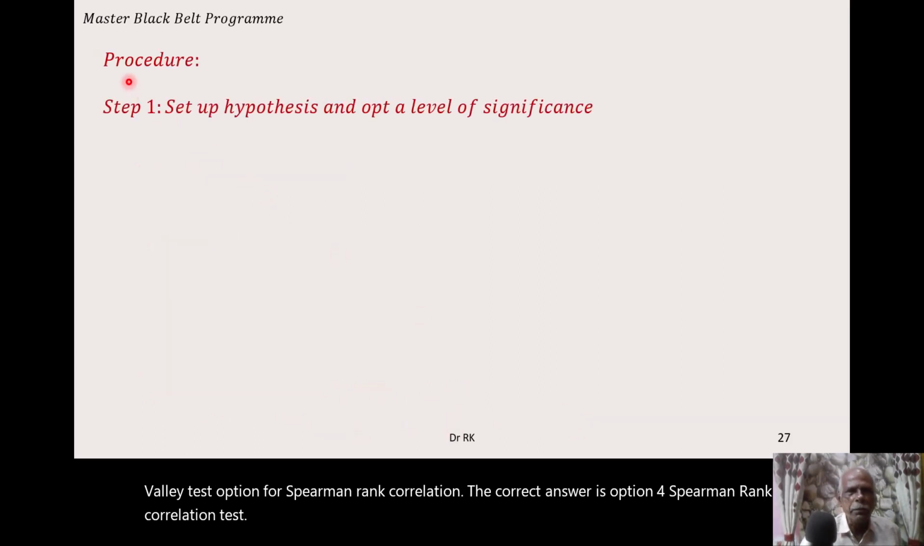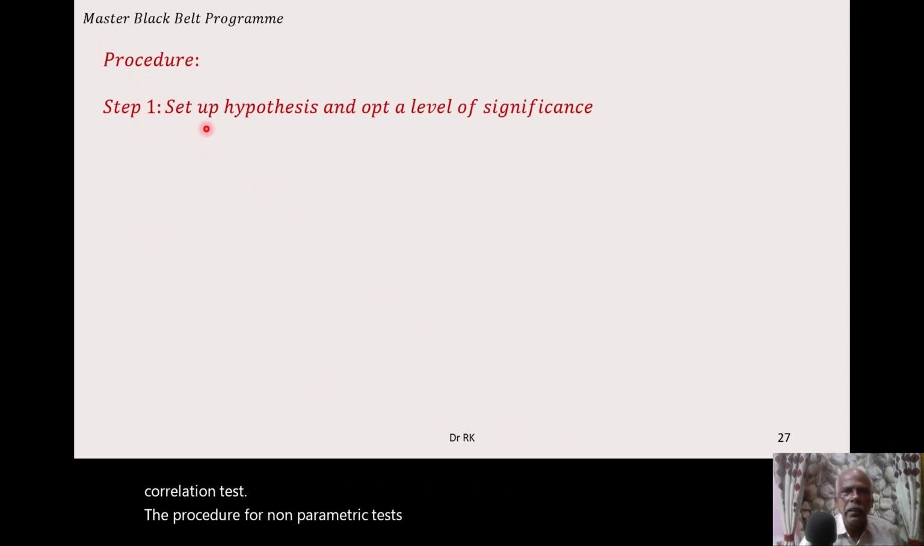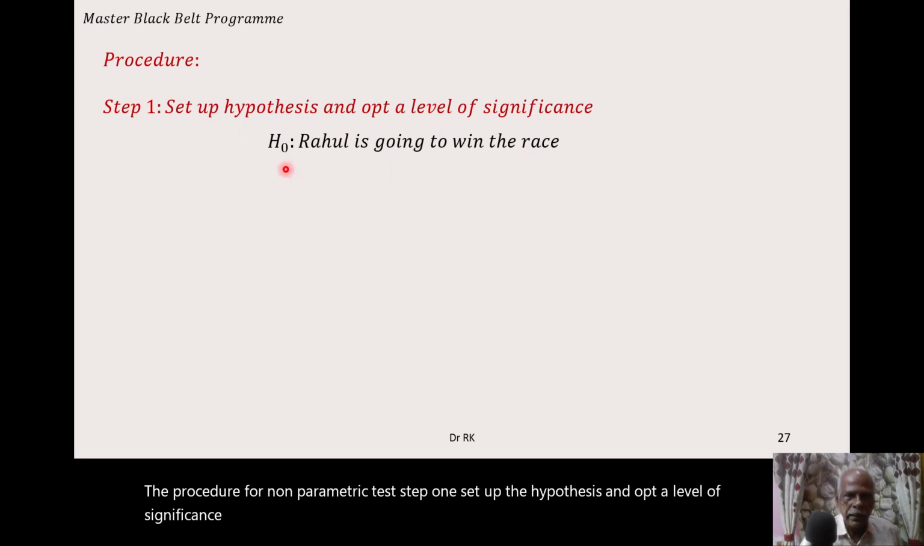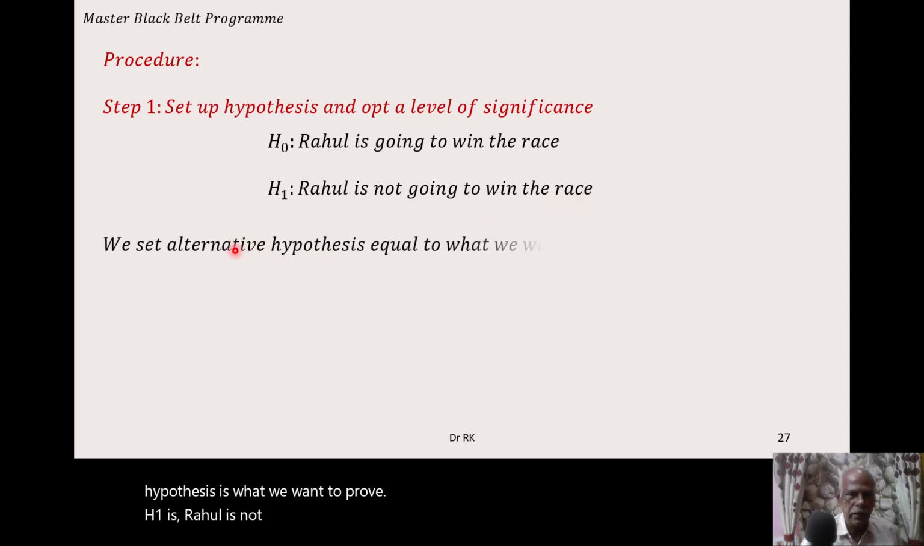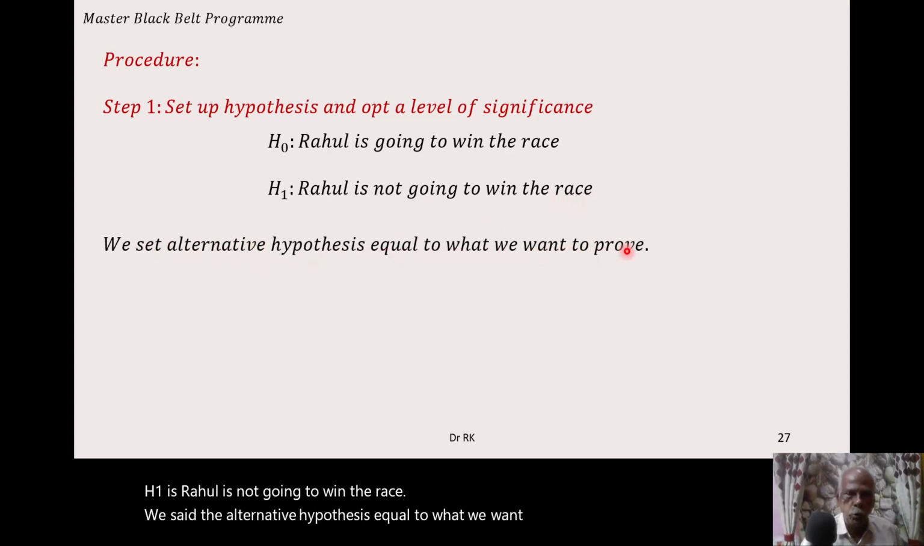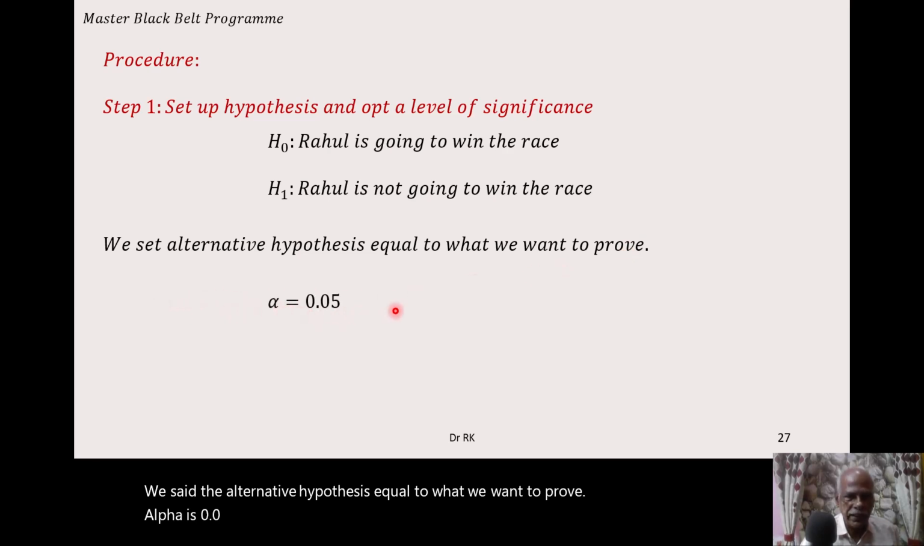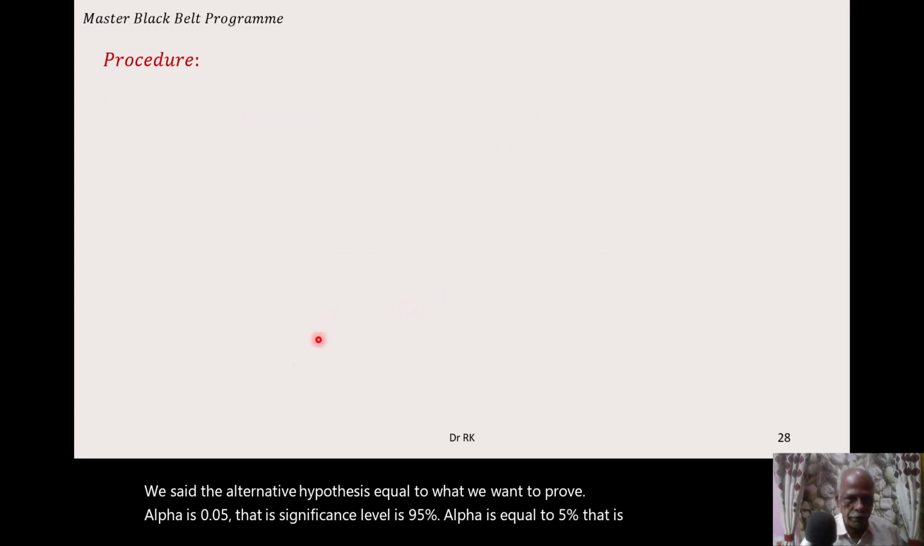The procedure for non-parametric tests. Step 1, set up the hypothesis and opt a level of significance. That is, null hypothesis H0 is Rahul is going to win the race. Alternate hypothesis is what we want to prove. H1 is Rahul is not going to win the race. We set the alternative hypothesis equal to what we want to prove. Alpha is 0.05, that is, significance level is 95%. Alpha is equal to 5%, that is 0.05.